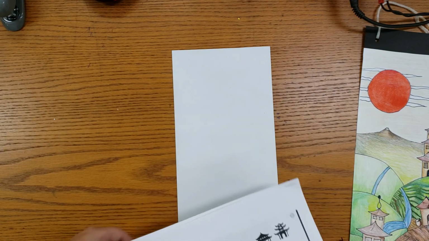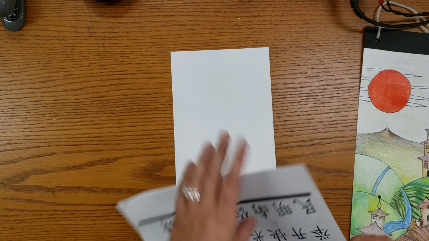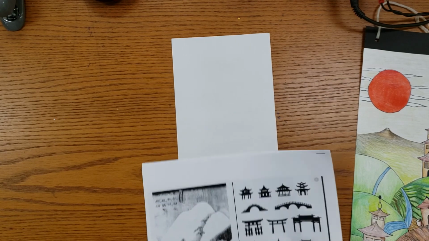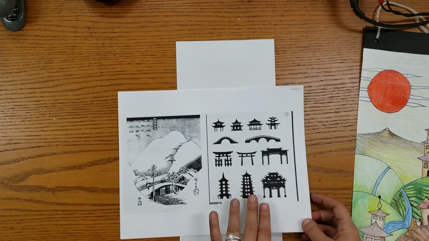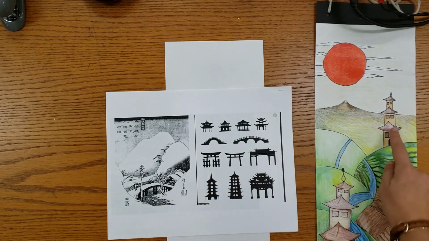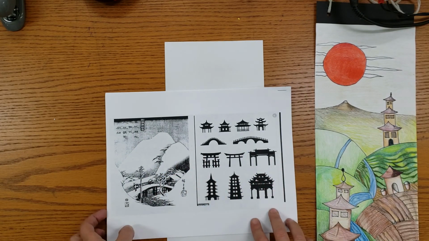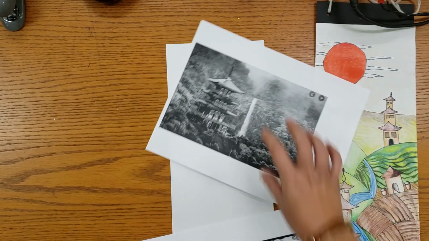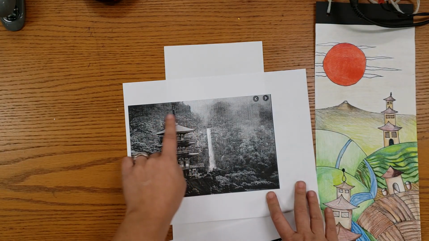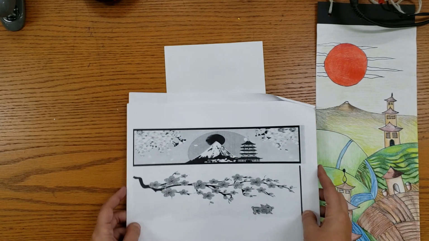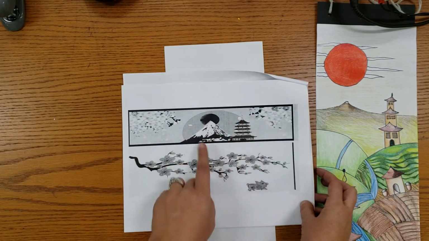So in order to draw this, you have some packets that you can go through and brainstorm here. We have a lot of Japanese woodblock inspired artwork. We have Japanese type architecture, so you can decide what you're going to add as far as buildings into your drawing. We have a pagoda here, which is a Japanese style building. And then we have some more examples of Japanese style artwork.